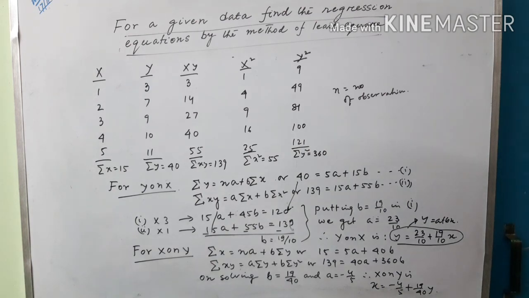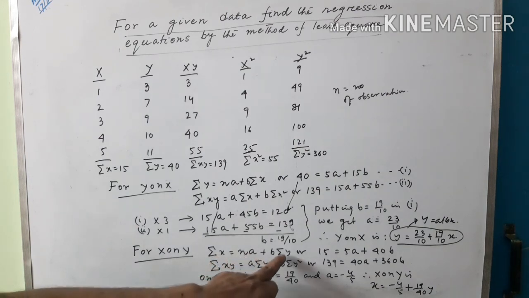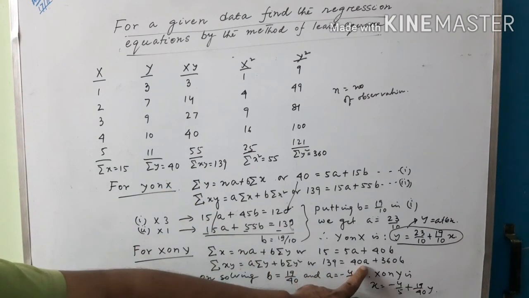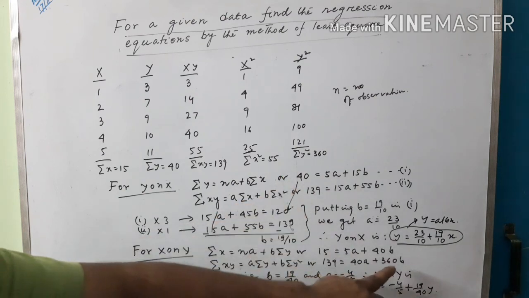The second is the equation of x on y, whose two normal equations are sigma x equals na plus b sigma y, which means sigma x is 15, n is 5 and sigma y is 40. So 15 equals 5a plus 40b. And the second normal equation is sigma xy equals a into sigma y plus b into sigma y square. Sigma xy is 139, sigma y is 40, so a into 40, and sigma y square is 360.